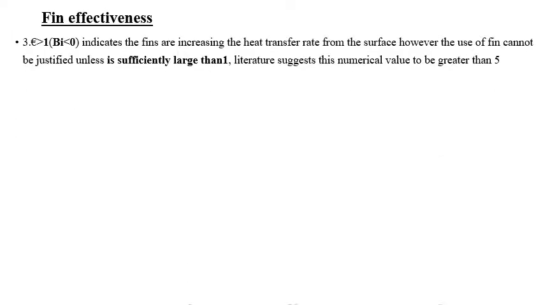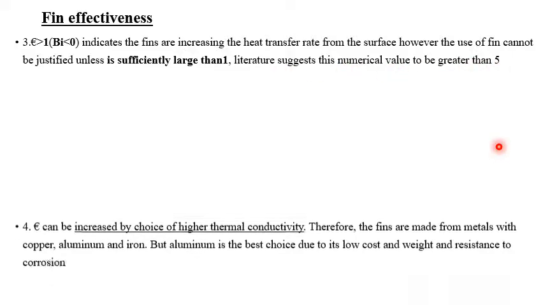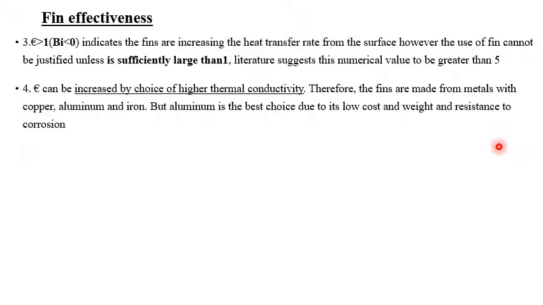So the third point is if the effectiveness is greater than 1, it indicates fins are increasing the heat transfer rate from the surface. However, the use of a fin cannot be justified unless it is sufficiently larger than 1. The literature suggests that the numerical value should be greater than 5, and only then is it justified. The fourth point is the effectiveness can be increased by the choice of higher thermal conductivity.